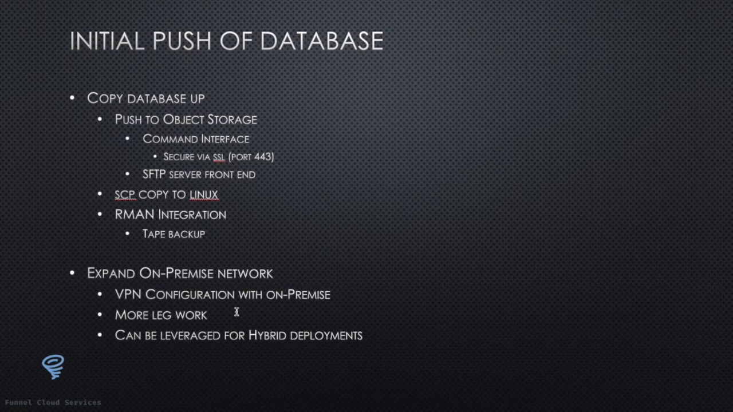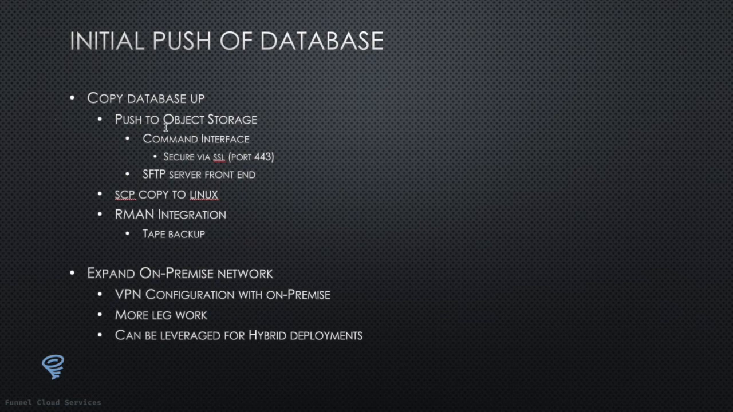So with a couple of different options, when it gets down to pushing the data up, they really kind of boil down to: am I just going to copy the database up, or am I going to expand my network so that I've got my on-prem network integrated in with my cloud deployment? This obviously involves a little bit more work with getting your network team involved, but if you're going to be going with a hybrid deployment, you're going to need to do it anyway.